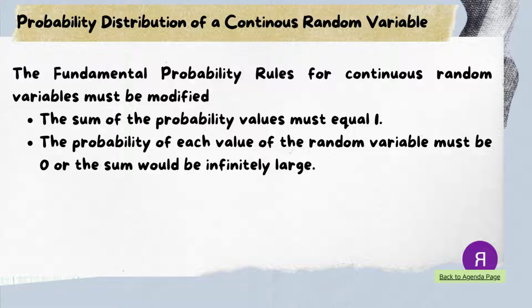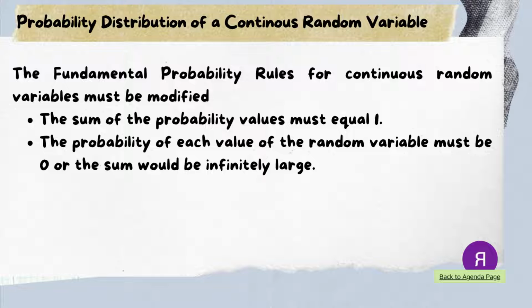There are many examples of continuous random variables: the time it takes to finish a project, the number of ounces in a barrel of butter, the high temperature during a given day, the exact length of a given type of lumber, etc. Since random variables can take on an infinite number of values, the fundamental probability rules for continuous random variables must be modified. First, the sum of the probability values must equal 1, and second is the probability of each value of the random variable must be 0.